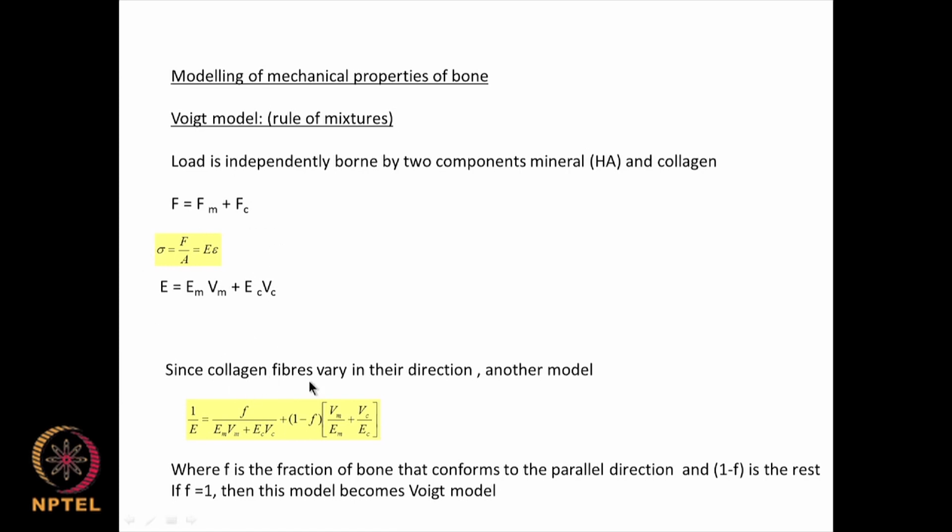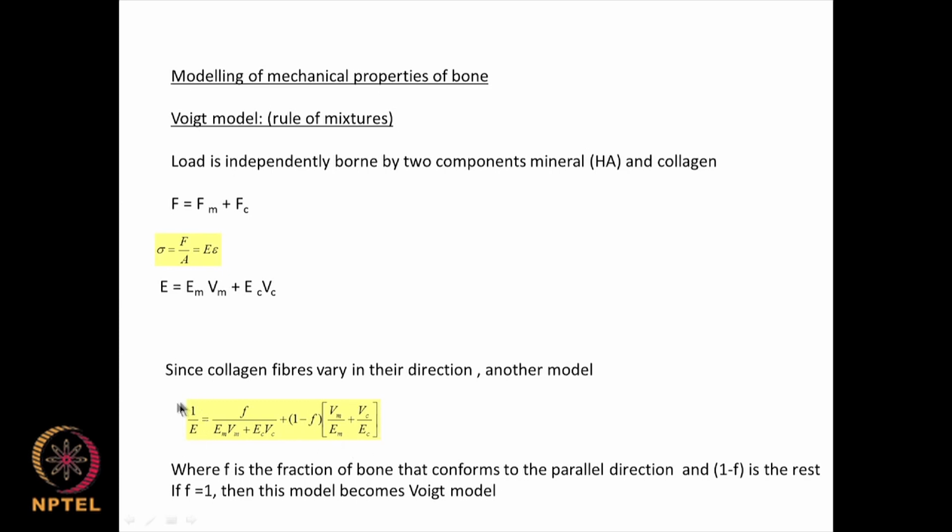But then the collagen fibers are not distributed in the same direction, they vary in their direction. So there is another model where f is the fraction of the bone that conforms to the parallel direction and 1 minus f is the rest. If f is equal to 1, then this will become the Voigt model. So a fraction which conforms in a parallel direction follows the Voigt model, whereas the remaining portion does not follow the Voigt model.